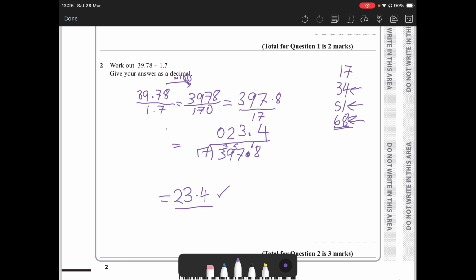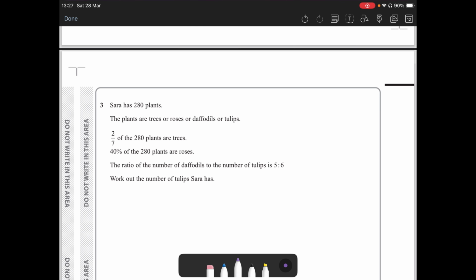I'll leave it there. Again, I'm pausing at every question just to give people a chance to fast forward, so they catch it. I think that's enough time now. We can move on to number 3.